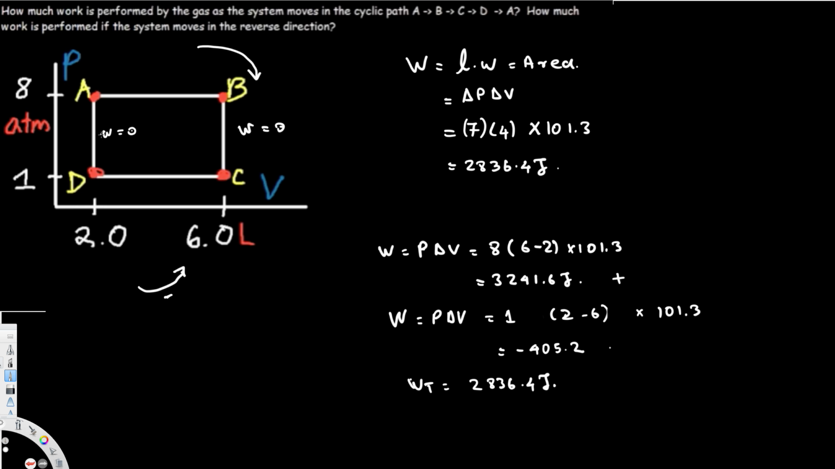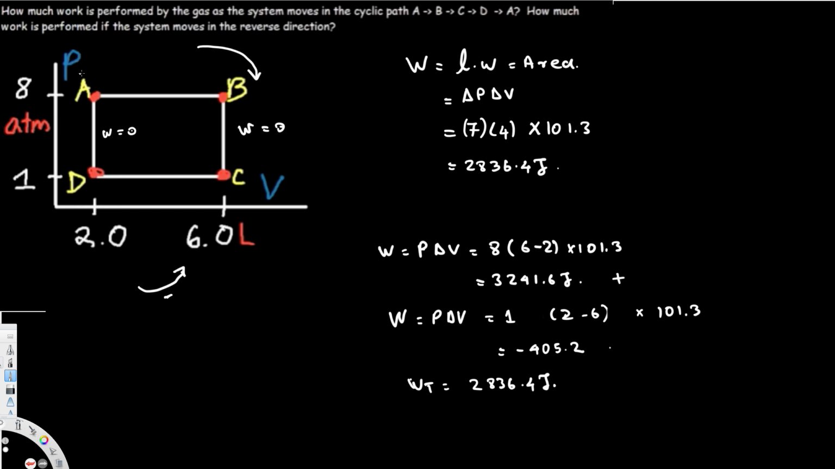Still these two are going to be 0, but the difference is that instead of 6 minus 2, we are going to put 2 minus 6, right? So that's going to give us the negative answer right here. The big value is going to be negative, and for the small value we put 6 minus 2, which is positive. So that's the only difference, and that makes the opposite direction negative.